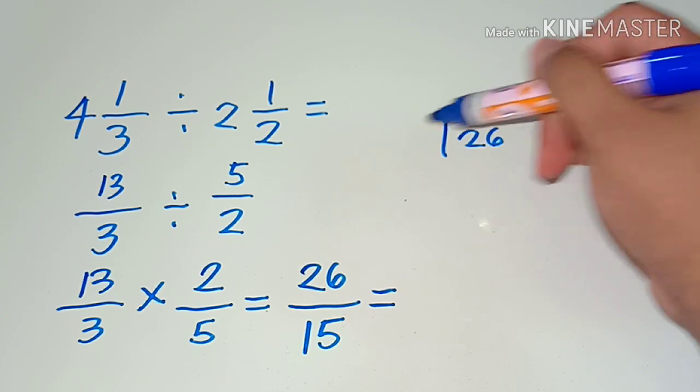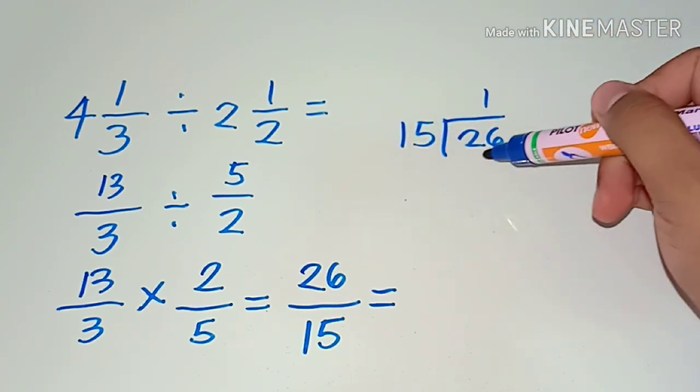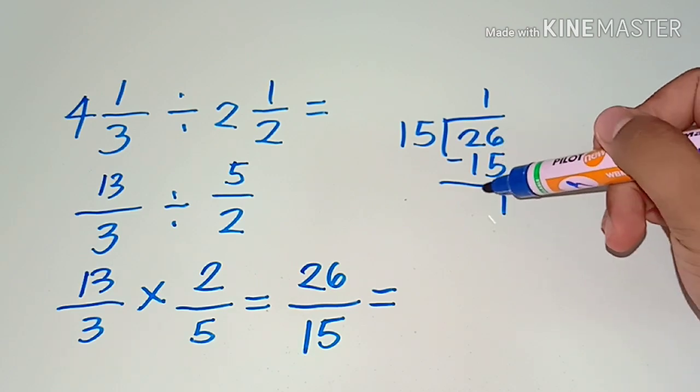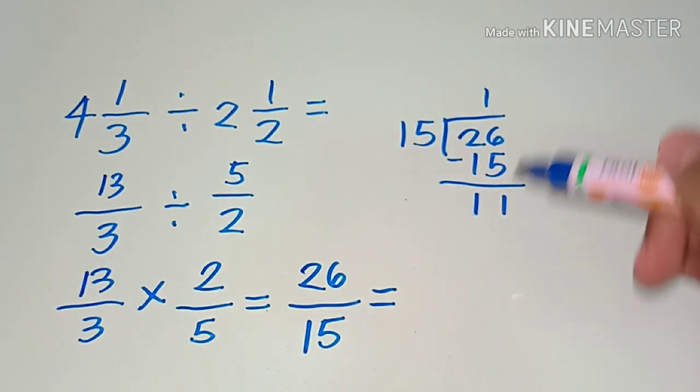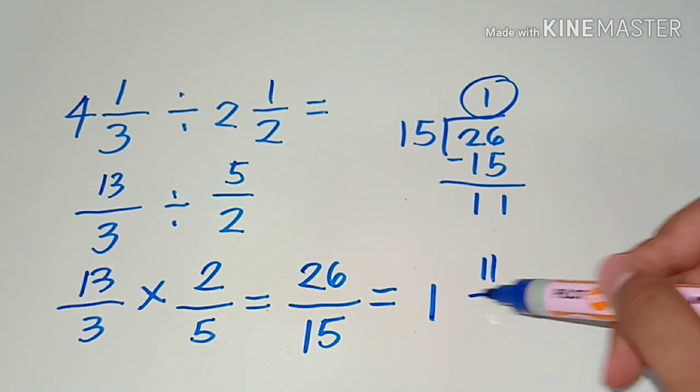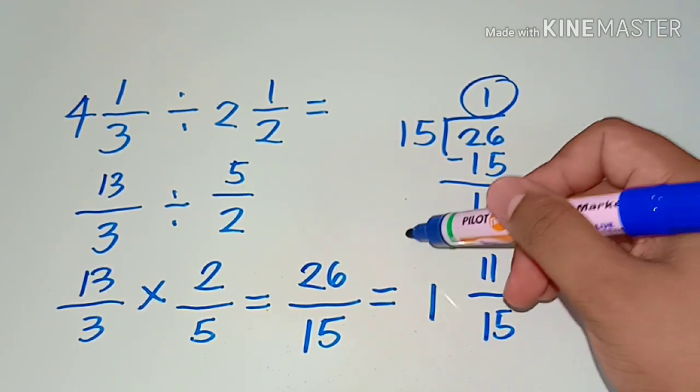So we'll have 26 divided by 15. That's 1 times 15 is 15. 26 minus 15 is 11. So that means the quotient is 1 and 11/15.